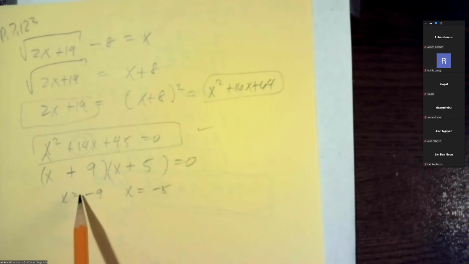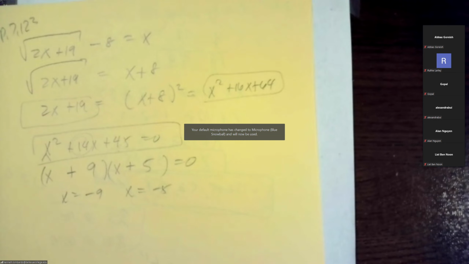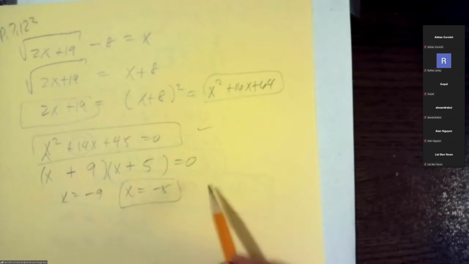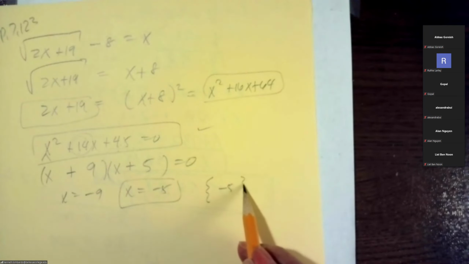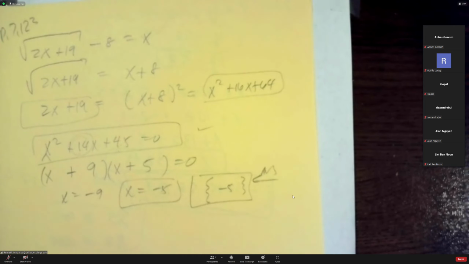Now, if x is -9, and we plug it into the original equation, 2 times -9 is -18. Does that work? No. Okay. So that solution doesn't work, and the other one does. So the solution set ends up to be -5. X is -5, this value here. Okay, thank you.